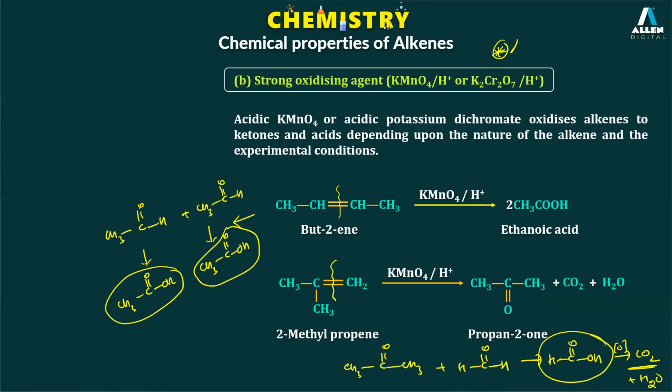These are the oxidations of alkenes using a strong oxidizing agent, that is KMnO4 in the presence of H plus or K2Cr2O7 in the presence of H plus. If you take KMnO4 in alkaline medium under cold and dilute conditions, then only it will form the glycol system. If H plus medium is taken, it acts as a strong oxidizing agent and forms the respective aldehydes as well as acids, depending upon the type of alkene we have taken.